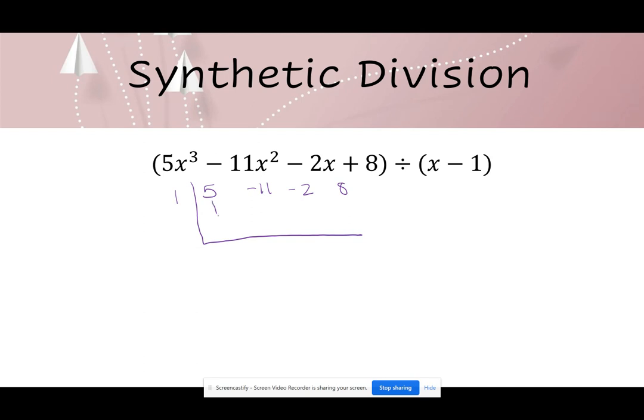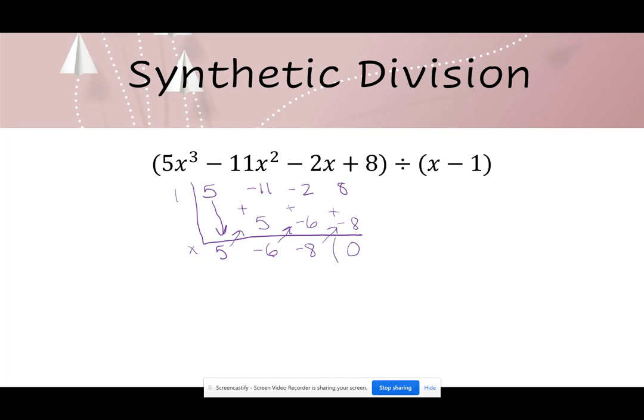We're going to carry down our first number, so 5, and then you multiply it by this number on the outside. So we're doing 1 times 5, and you write your answer here. So 1 times 5 is 5. Then we add straight down, so negative 11 plus 5 is negative 6. Then we do 1 times negative 6 again. We get negative 6. So then we add straight down. We get negative 2 plus negative 6 is negative 8. And 1 times negative 8 is negative 8. And we add straight down again to get 0.